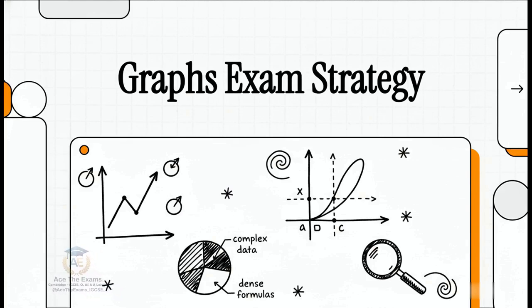We're going to take all that complex data, the tricky curves, and those dense mathematical formulas straight from the syllabus, and we're going to break them all down into an absolute visual masterclass today. By the end of our time together, I promise you won't just be blindly memorizing formulas. No way. You are going to see exactly how to decode the hidden stories behind every single line, slope, and curve. You're going to walk into that exam feeling completely unstoppable.